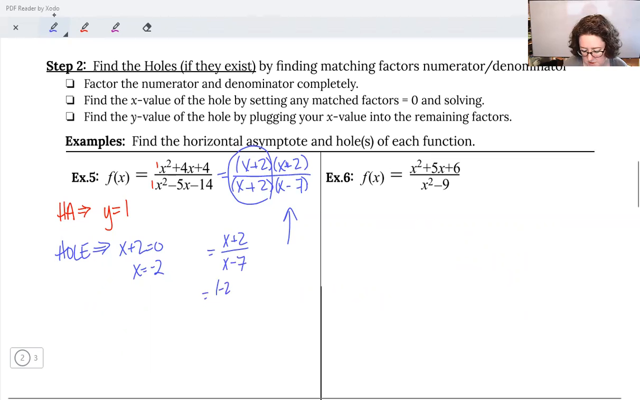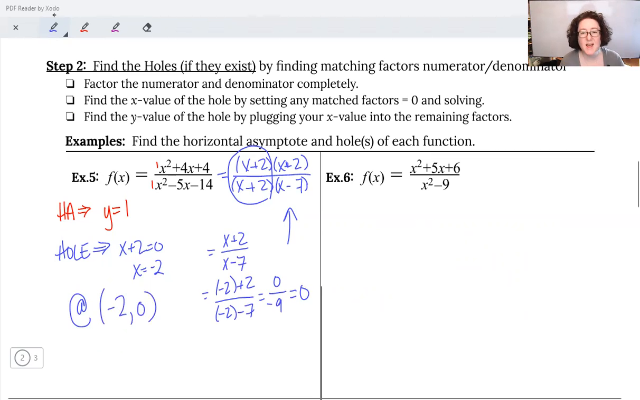So we'd have -2 plus 2 over -2 minus 7, aka 0 over -9, otherwise known as 0. So our hole is going to be at the point (-2, 0). So we'll actually have an empty place in that function. And you'll see how we sketch this a little bit later on with our next video.